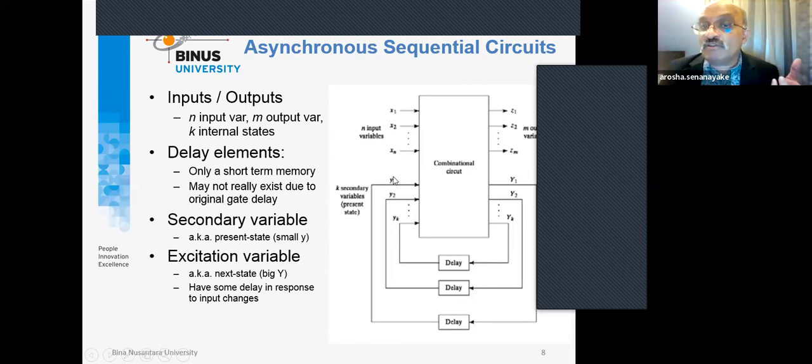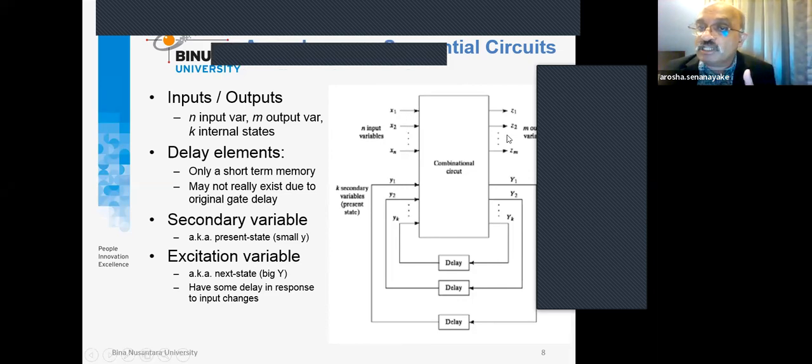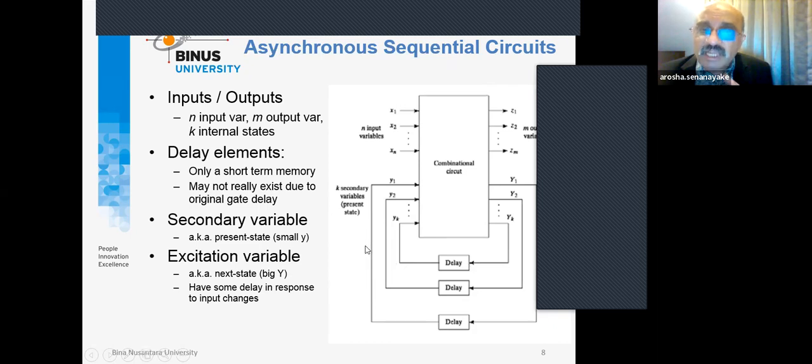For example, y1 is 0, so all the others are 0. Probably the output is 0, and y1 also, in that case, most probably the output is 0. Then it comes with this change 0, 0, 1. So then with a 0, 1 variable change, probably y1 will change into 1. So is the output 1, or is the output still 0? Sometimes you can see this kind of storing of the present states really matters when it comes to producing the output. So that is short memory.